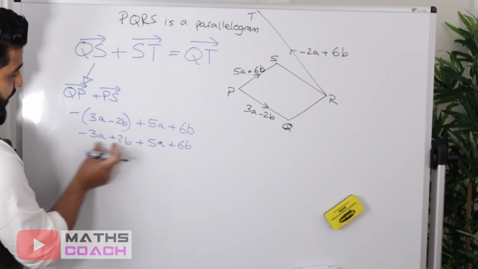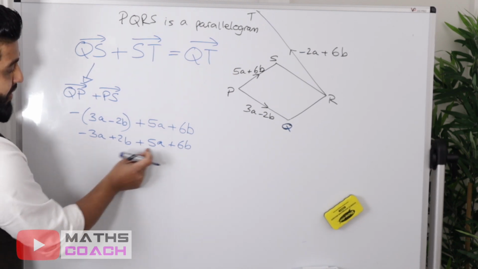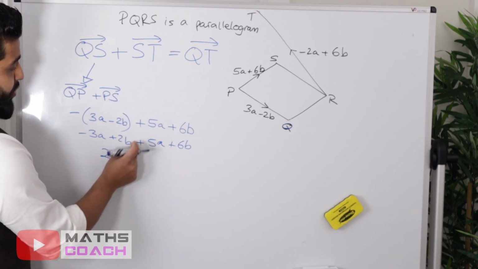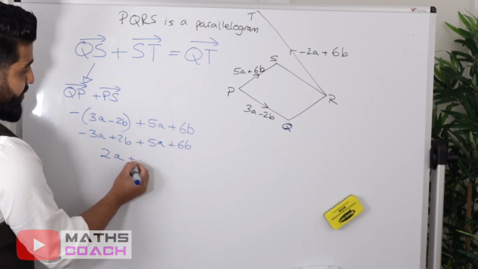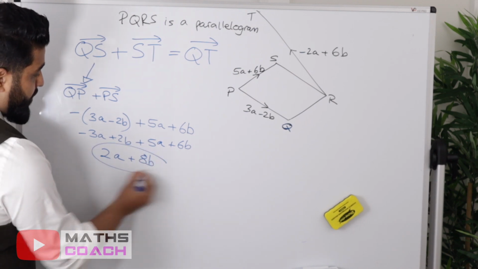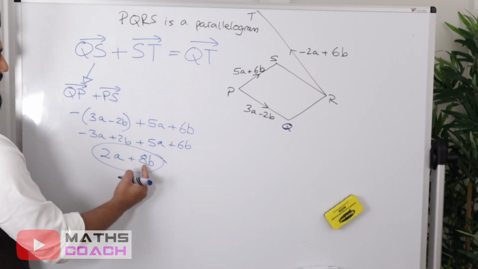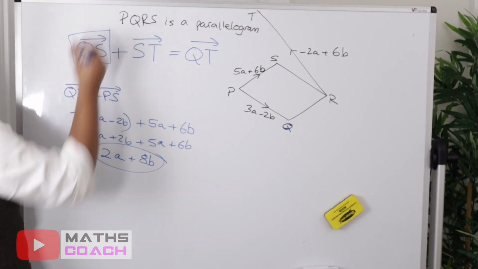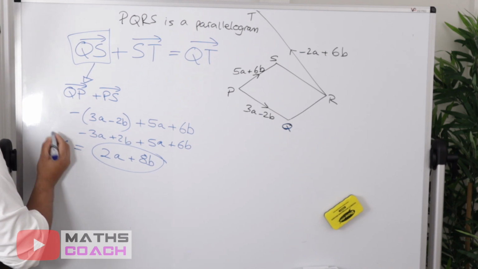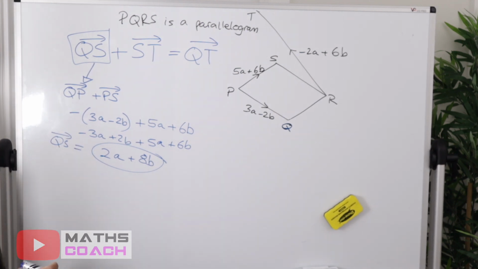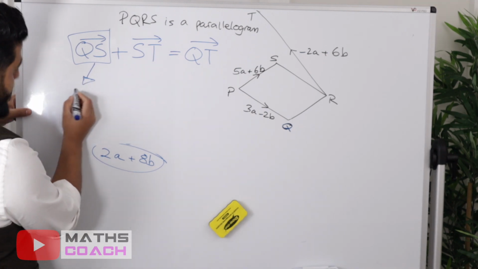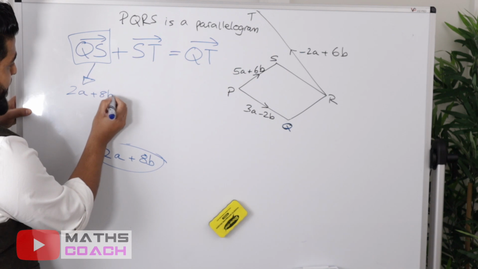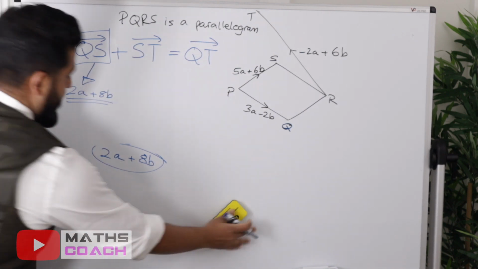Now you collect all the like terms. So minus 3A plus 5A, which gives us 2A. And 2B plus 6B, which is 8B. So what is this? 2A plus 8B. If you go back, it is QS. So that is QS. All right, make a note of that, guys. So what I'm going to do here, I'm just going to make a note of it here. I've rubbed out all the working out. So QS is 2A plus 8B.